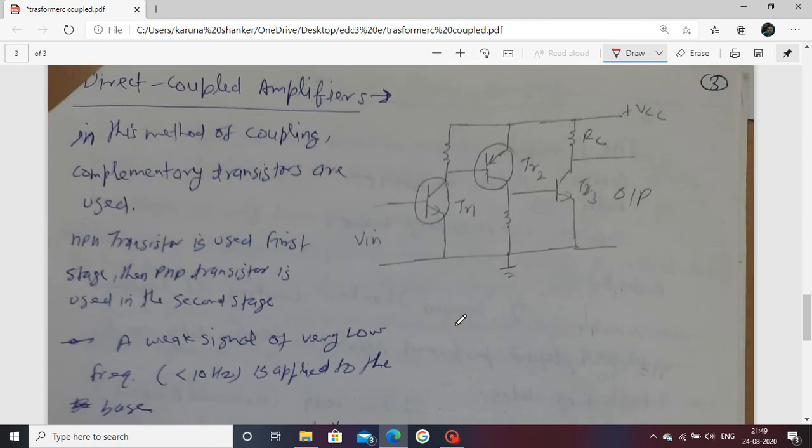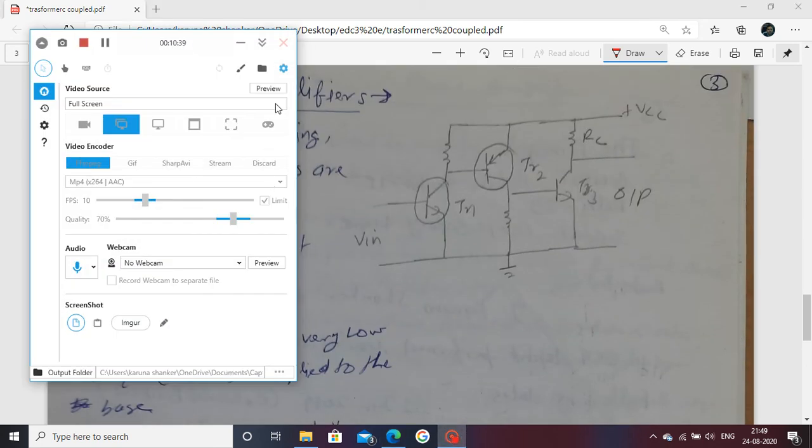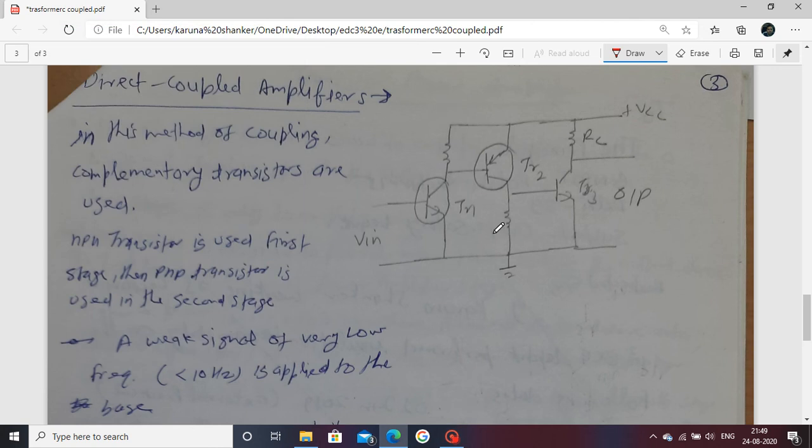Okay, we move to the direct coupled amplifier. You very well know that there are three types of coupling. One is through a coupling capacitor, second is through a transformer, and third one is direct. Direct means without any component used. Here you see there is a connection.